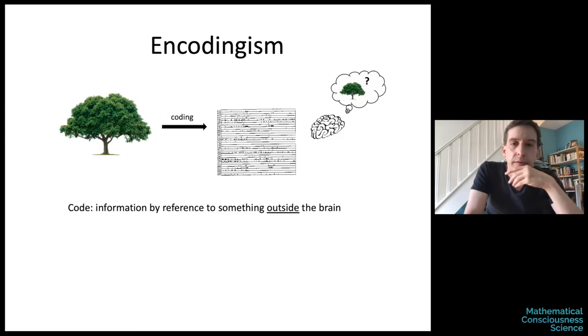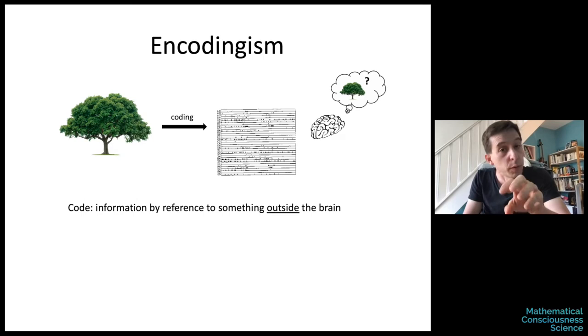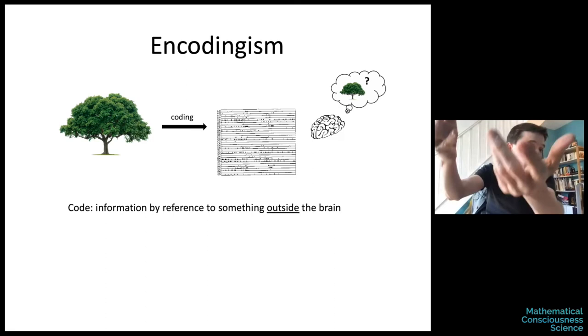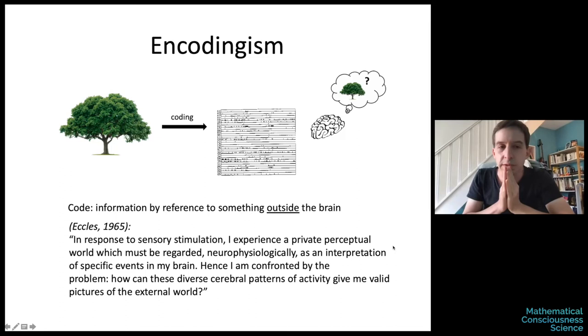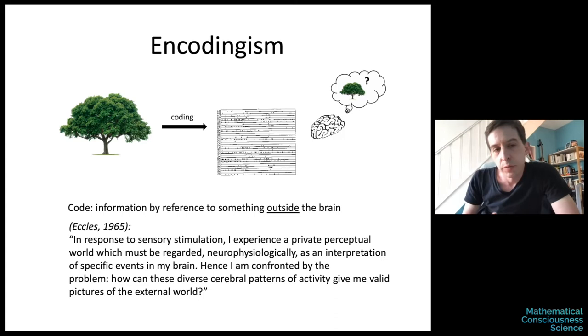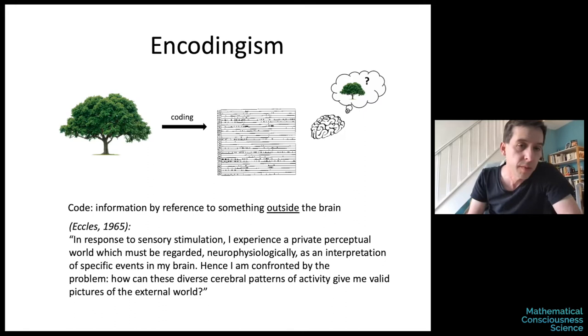Now, the problem is that that something else that is referred to is outside the brain. So how does the brain know that the representation is correct, that it actually represents the right thing and not something else? Well, of course, it cannot go outside of itself and check. Eccles was a very known physiologist. He got the Nobel Prize. And he wrote this about this problem. In response to sensory stimulation, I experienced a private perceptual world, which must be regarded neurophysiologically as an interpretation of specific events in my brain. Hence, I'm confronted by the problem, how can these diverse cerebral patterns of activity give me valid pictures of the external world?